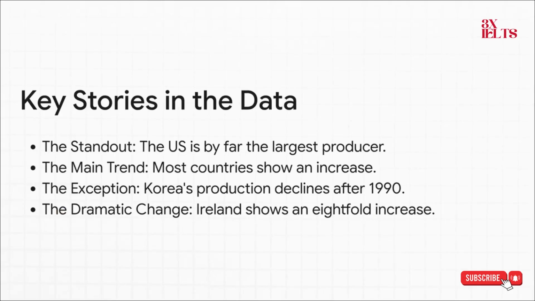So, after that super quick analysis, what are the key stories we found? Let's just break it down. Number 1, the standout. The US is just a giant compared to the others. Number 2, the main trend. Almost all the countries show an increase in waste. Number 3, the exception. But wait, Korea is actually going down. And number 4, the dramatic change. Just look at Ireland's massive jump. These 4 points, that's it. That is the heart of a perfect overview.